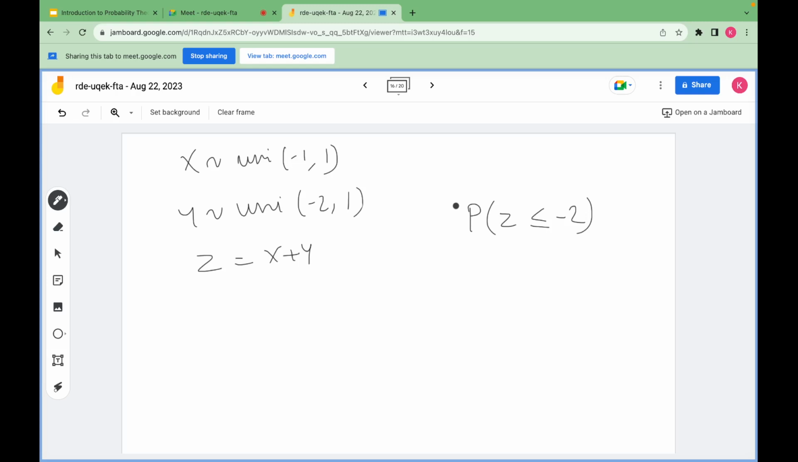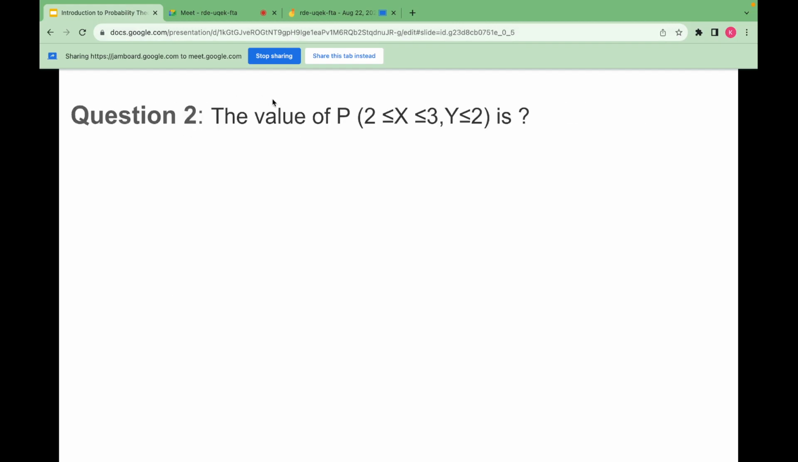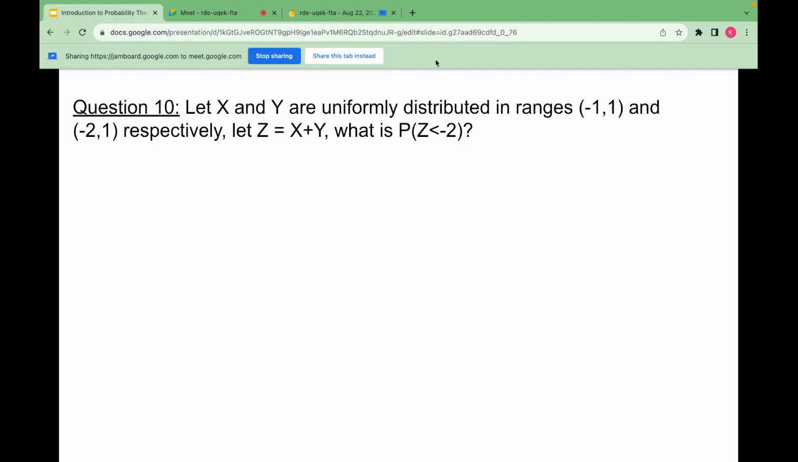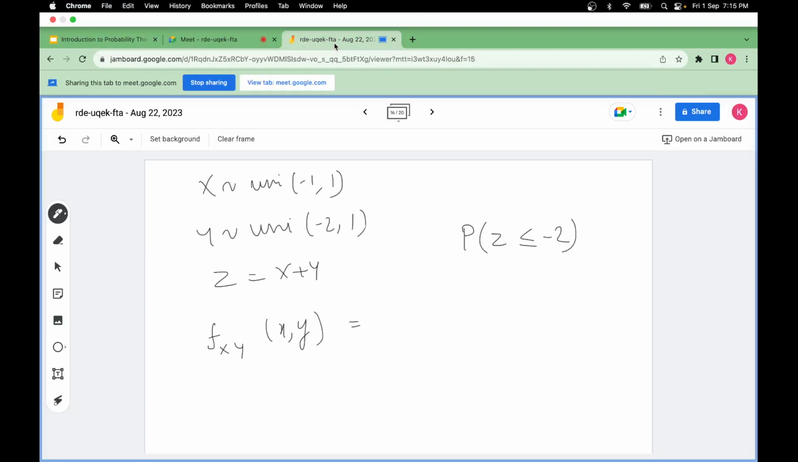So in the starting of the chapter, first we need to find the joint probability distribution of x comma y. In the question, x and y are independent. It is not given in the question, but they are independent. I forgot to write that they are independent uniform distributions.